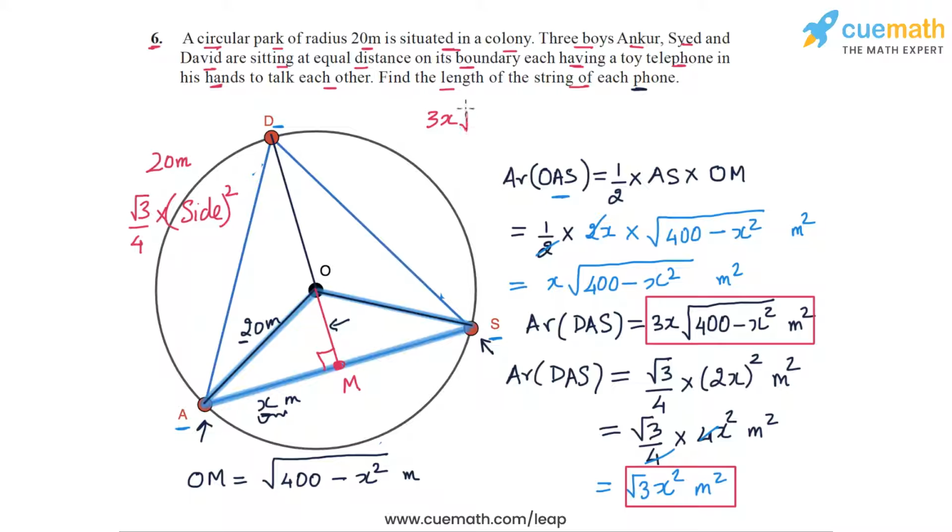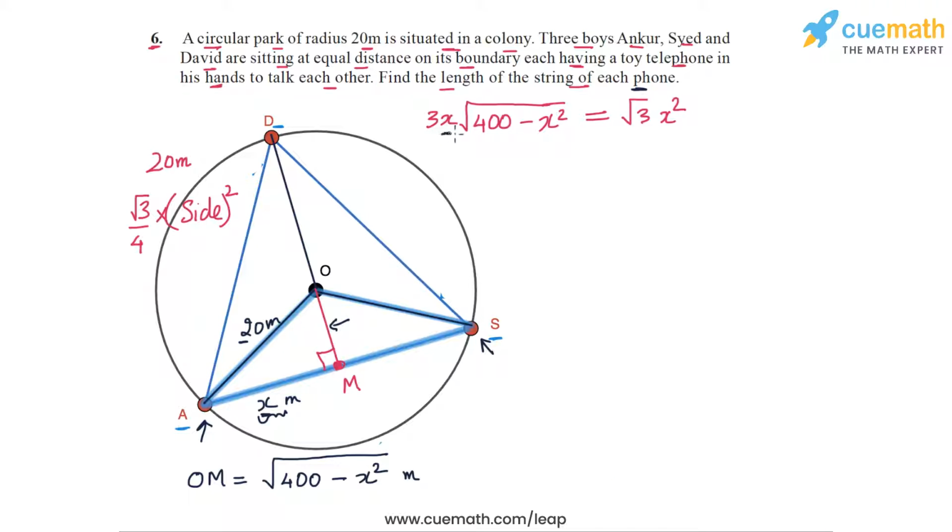So 3x times root of 400 minus x square, this is the first expression for the area, should be equal to root 3 x square, the second expression for the area. And by solving this equation we can find the value of x. So let's solve this equation now.